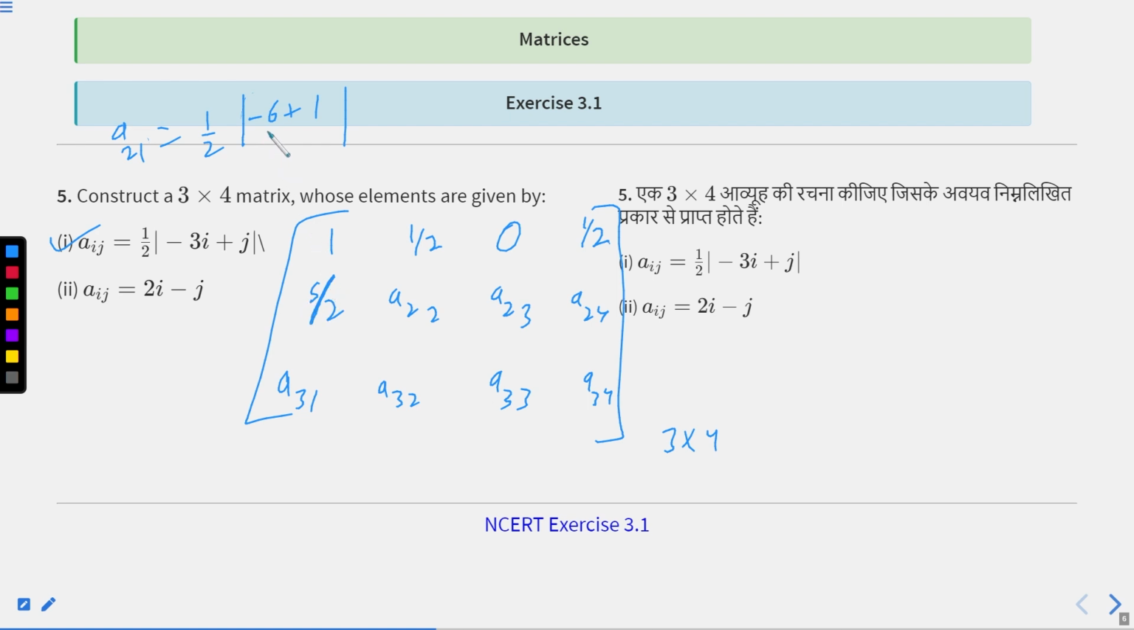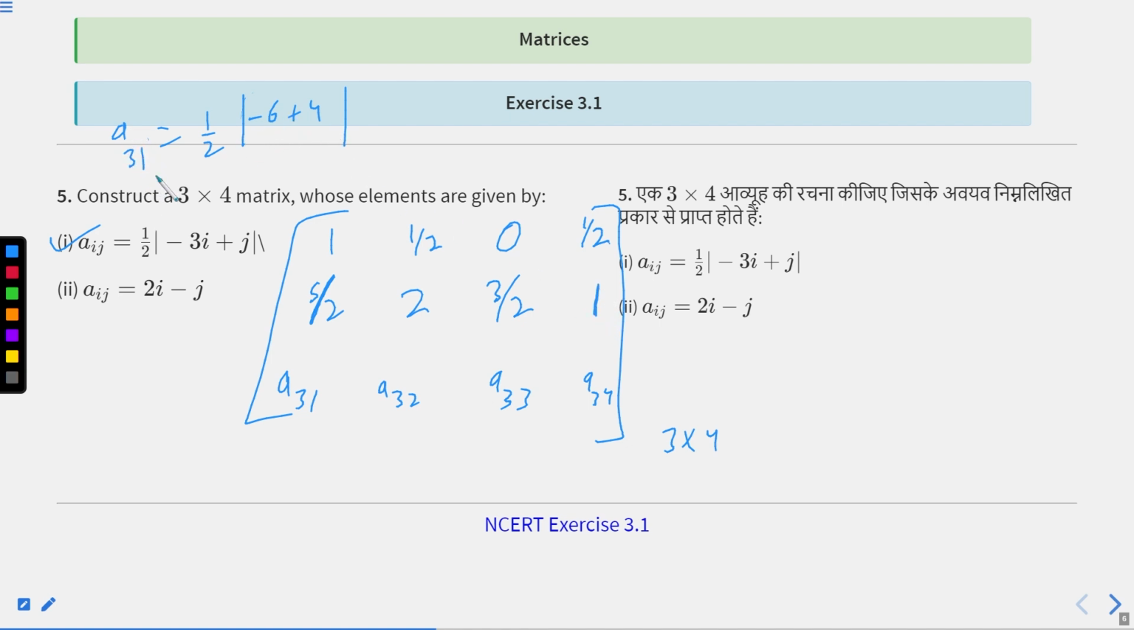Okay, so now A22 means, as you are having minus 6 plus 2, this means minus 4, and minus 4 means 4 by 2, which is 2. Now A23 means minus 6 plus 3, which is minus 3, so 3 by 2. Clear? Now A24 means 2 by 2, which is 1. Okay, I hope that it is clear to you.